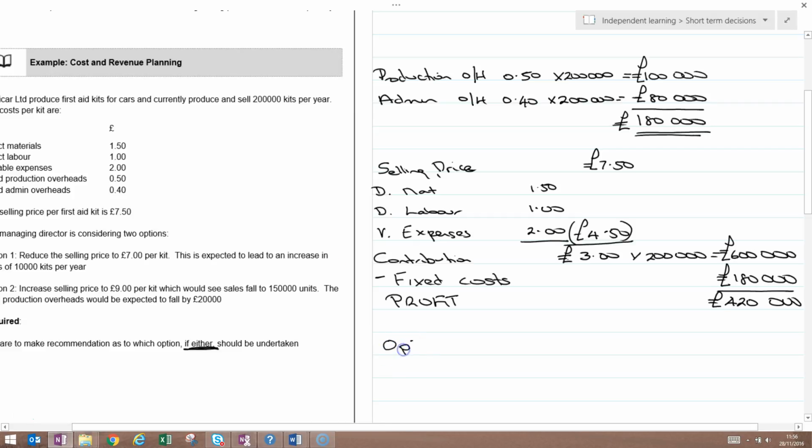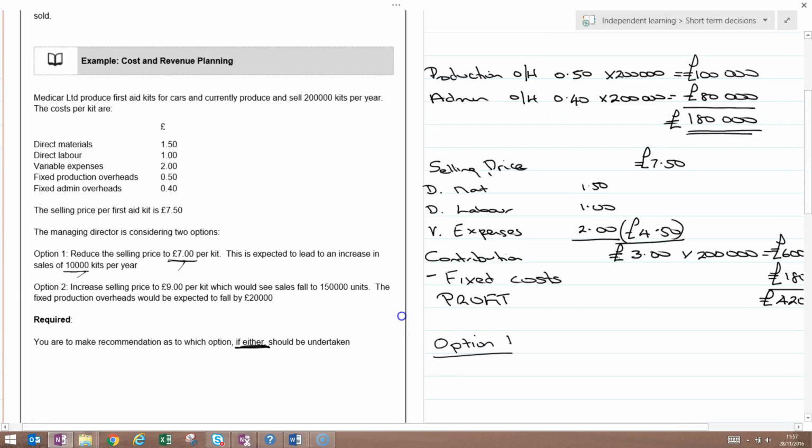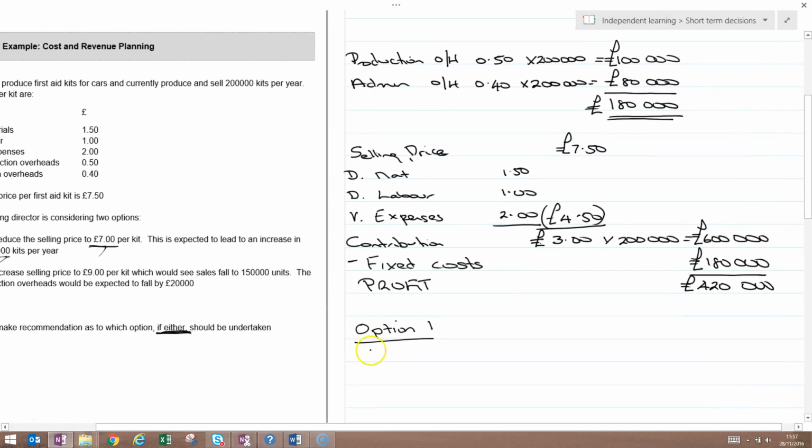Option 1, we're going to reduce the selling price to £7, and it's expected to lead to an increase in sales of 10,000. So we'll use exactly the same method. Selling price is now £7.